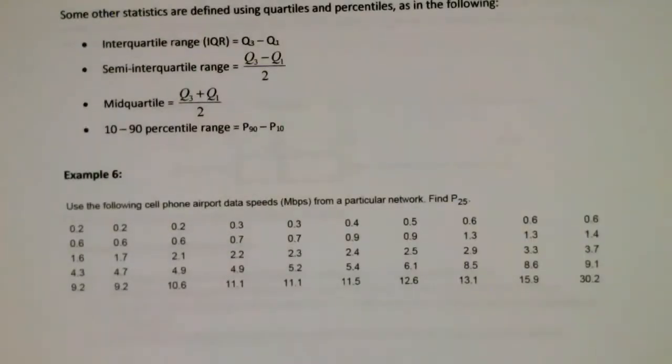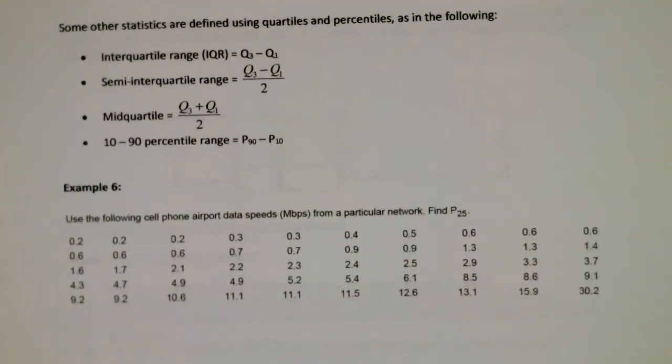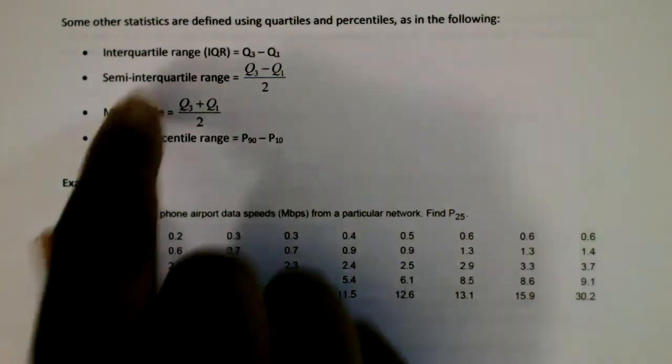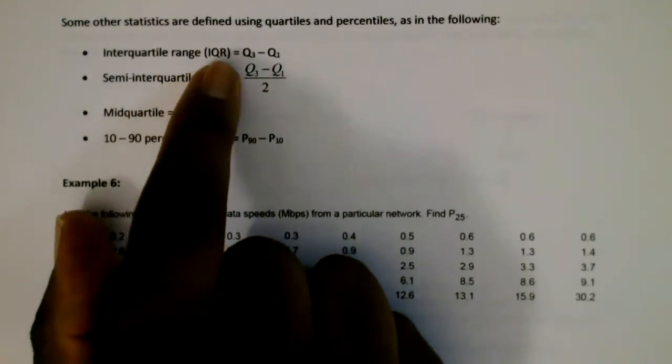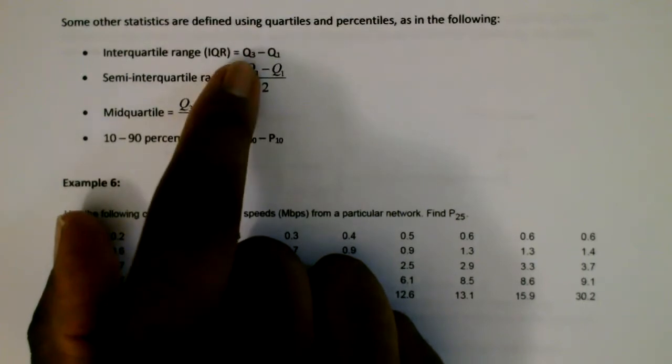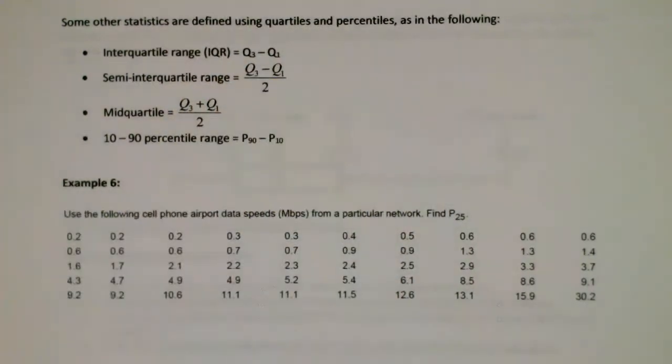Now, on the next page are other statistics that are defined using quartiles and percentiles. The interquartile range, abbreviated IQR, is the difference between the third quartile and the first quartile.